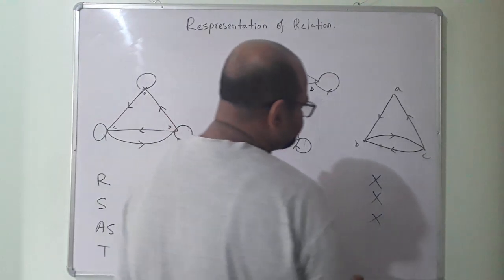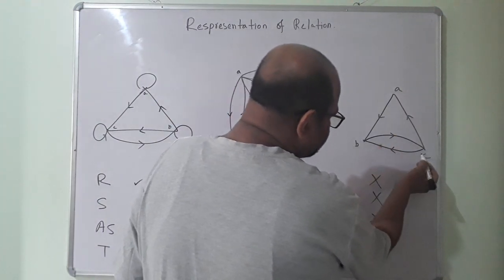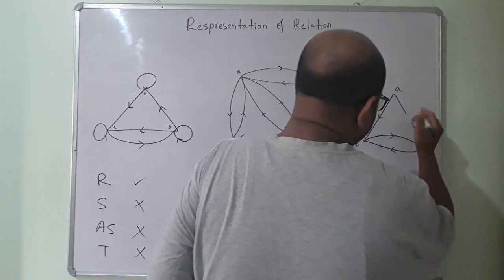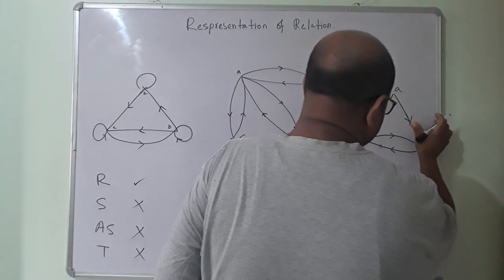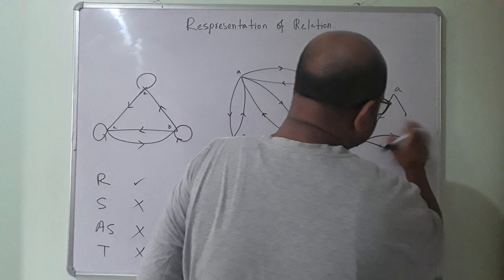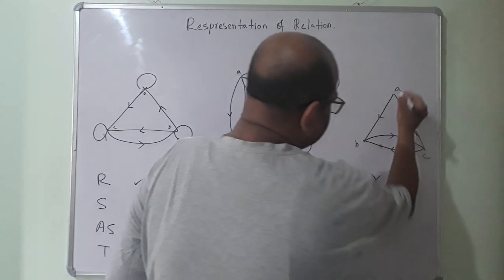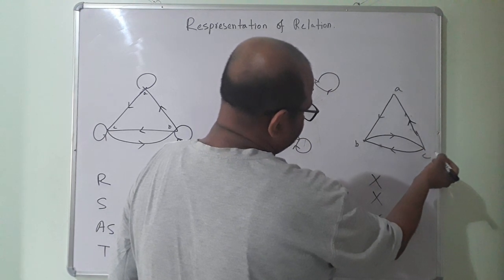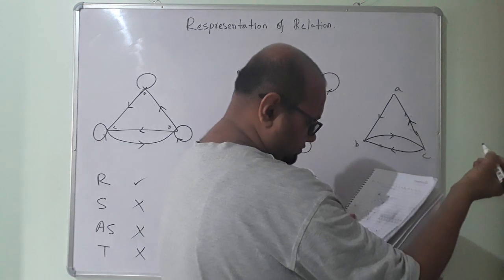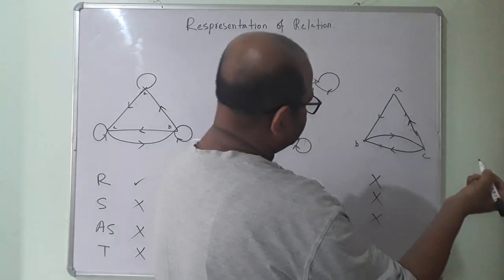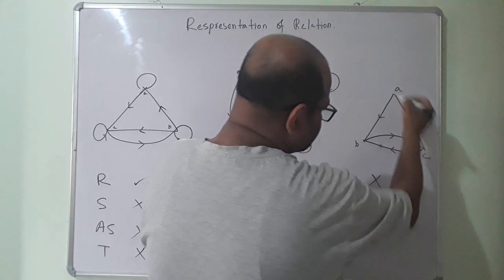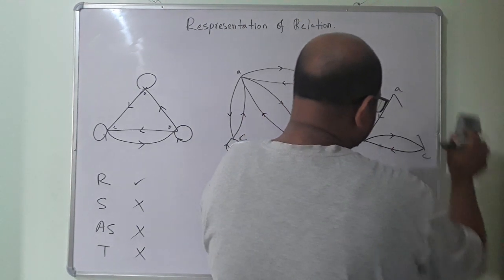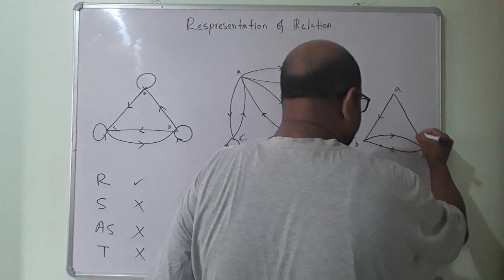What about this? AB is here, BC is here. Sorry. Previously I had written this, right? AB was here, BC was here, and then AB was there, BC was there, but AC was not there. Okay, that would have meant this is not transitive. But let me change the direction of this edge.